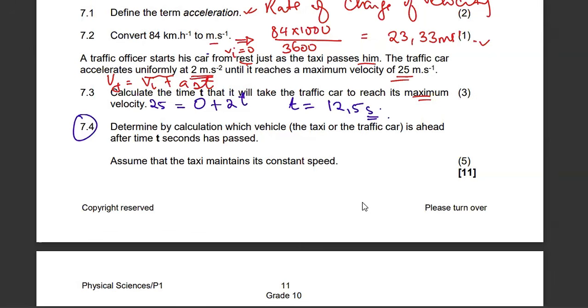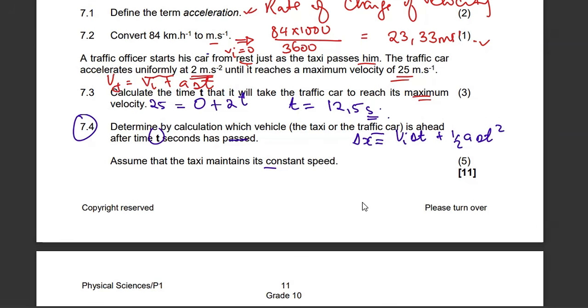And then 7.4, determine by calculation which vehicle, the taxi or the traffic car, is ahead after t seconds has passed. Assume that the taxi maintains a constant speed. So what we're going to do in this case, we know that the distance that's going to be traveled is the same after a certain time t. So let's start by looking for the displacement, which is the distance traveled, V initial delta t plus a half a delta t squared. Okay.